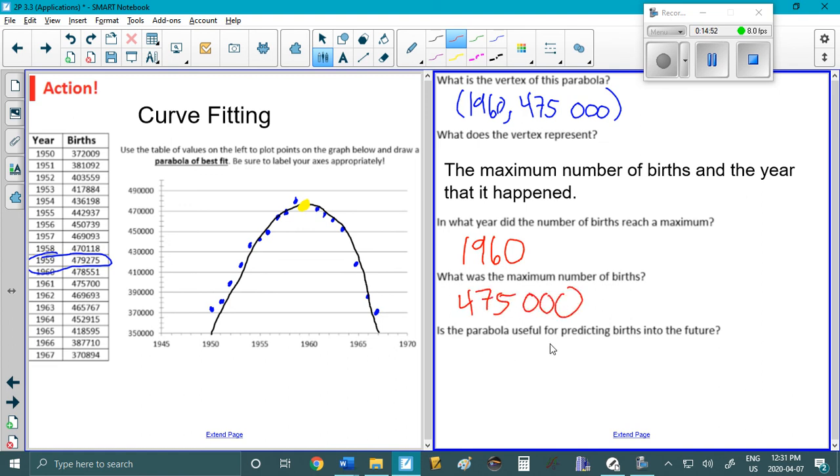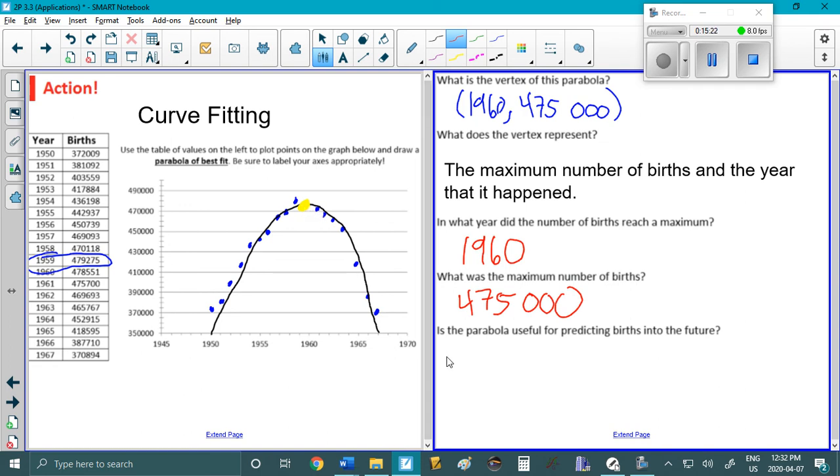And is this parabola useful for predicting births into the future? So this is a question for you. Do you think, because remember, these parabolas speed up, do you think that the number of births continue to go down at this alarming rate? What do you think? So this is the baby boom. This is essentially what you're looking at. My parents were born in 53, so around here. And the number of births just kept skyrocketing. It was after the war. You've probably heard about it in geography, maybe history. And then the number of births started to come down.